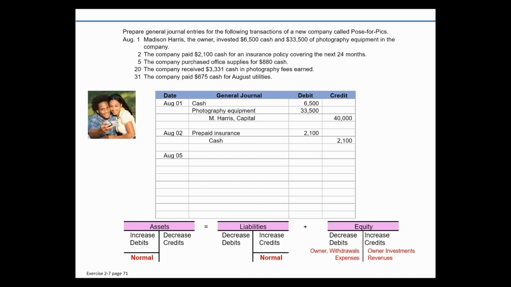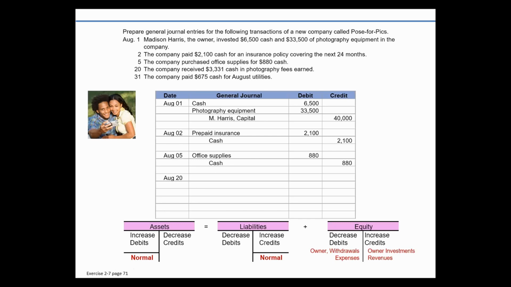And then on the 5th, the company purchased office supplies for $880 in cash. So we see here that office supplies is an asset that's increasing. That's what we're receiving. So we have to debit office supplies in the amount of $880. We will likewise credit cash in the amount of $880 because we've paid out cash now for the office supplies. And then on the 20th, the company received $3,331 in cash for photography fees earned.